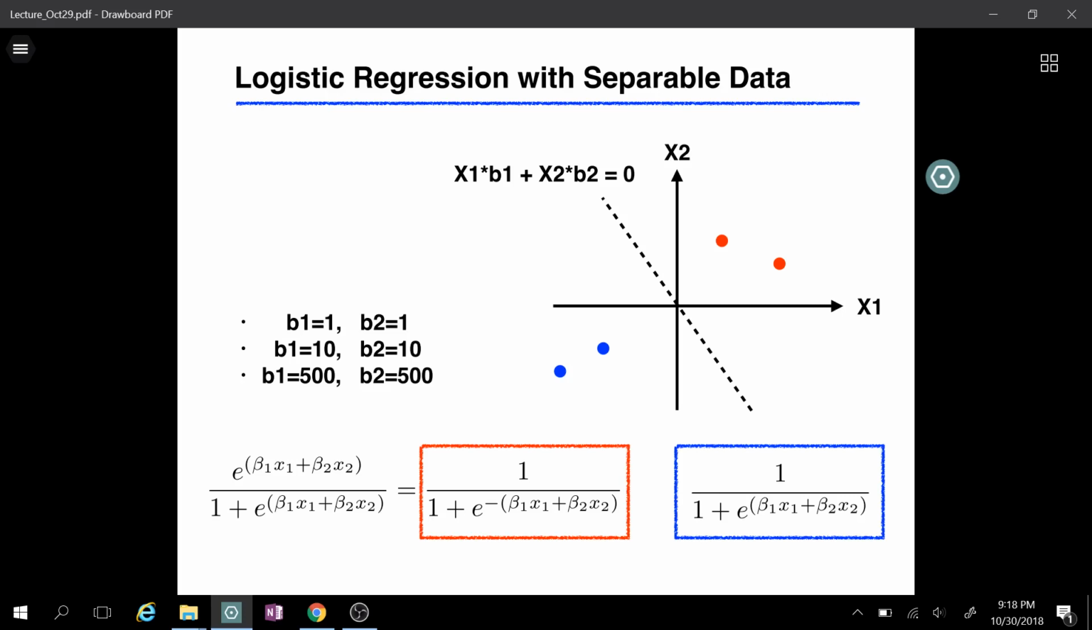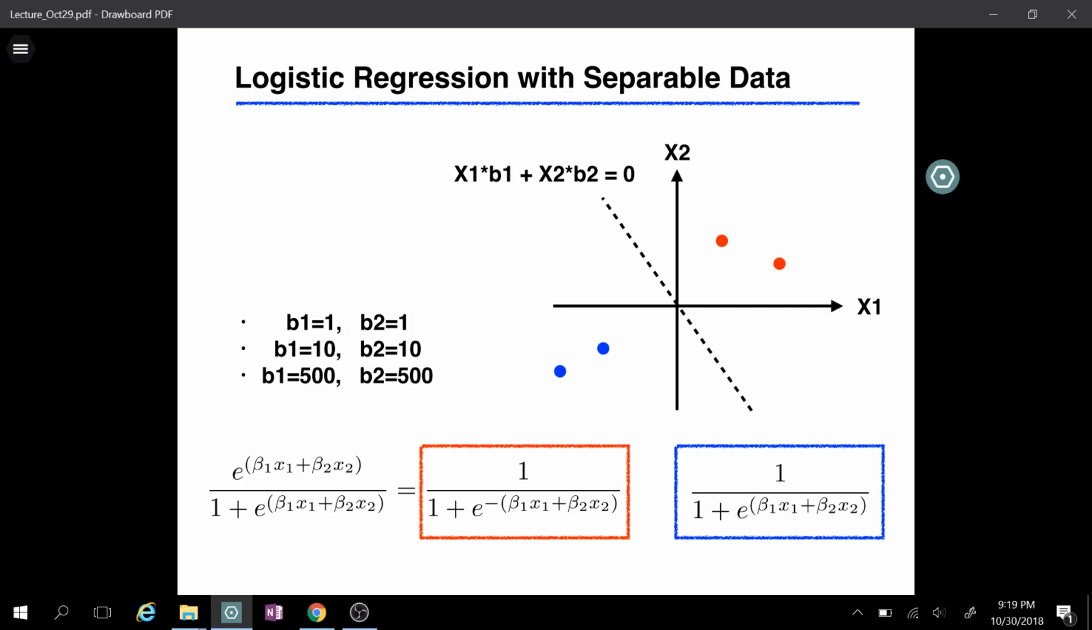Before closing today's lecture, I want to explain a small glitch with logistic regression when the data are well separated. What I mean by well separated: let's look at this example where the red points are from class 1 and blue points are from class 0, and the data are two-dimensional. So our features are two-dimensional.